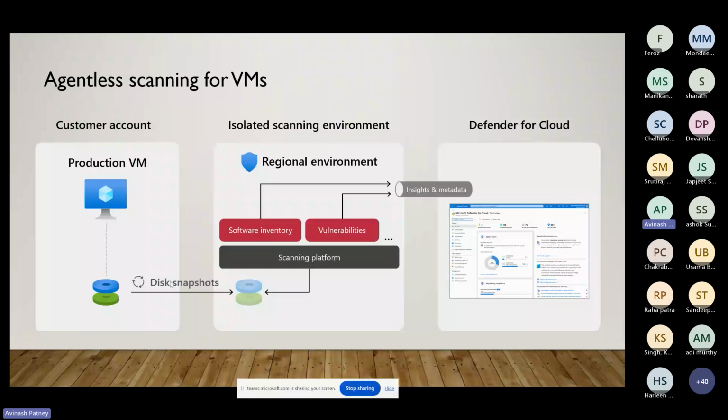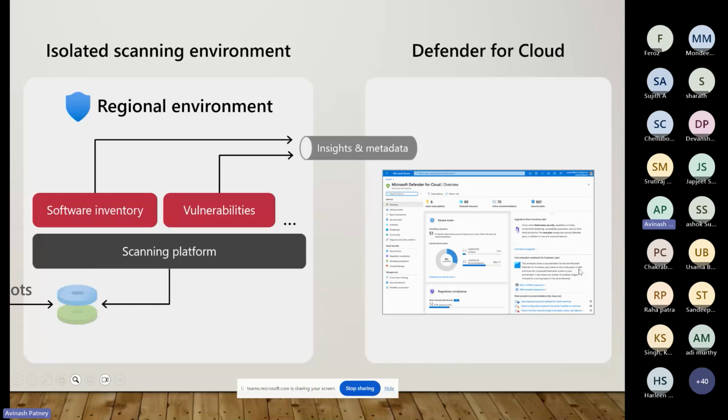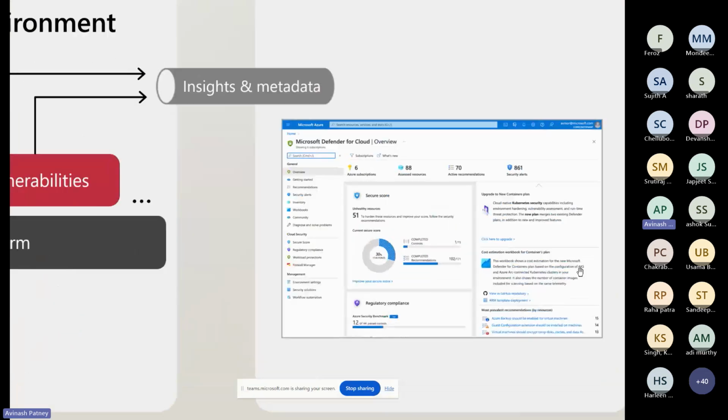I've given an example here that I wanted to share with you. In terms of agentless scanning for VMs, for example, if it's a customer account with a production VM, we run a disk snapshot, and this is how the insights and the metadata work. Once the scanning is done, it brings up the inventory and vulnerabilities list. As you can see, I'll try to maximize the screen or increase the size. I hope this is much better.